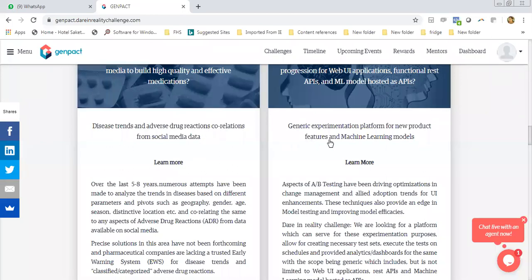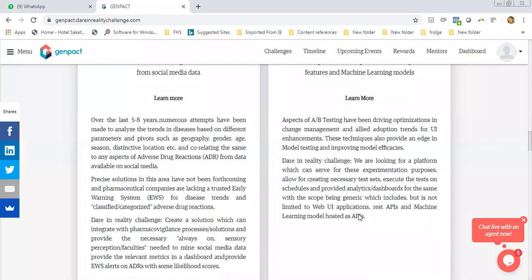I'll stop there to see if there are any questions. If not, then we'll get to the next one. Any question on the pharmacovigilance use case? Yes, please go ahead.